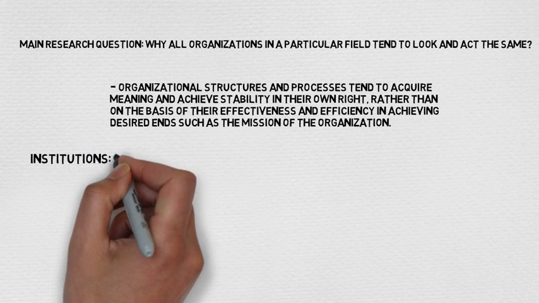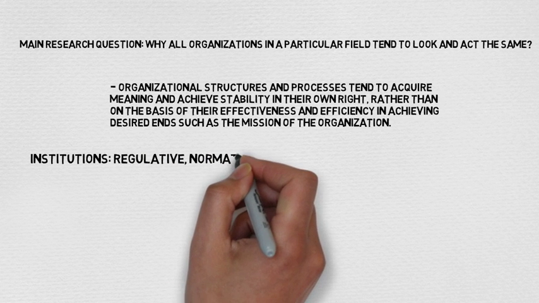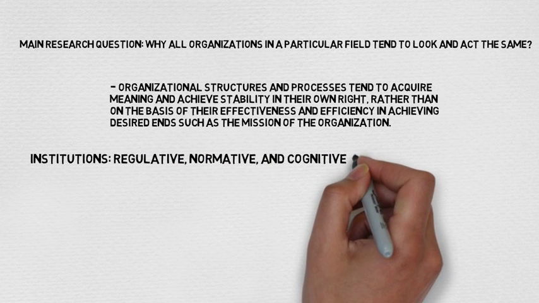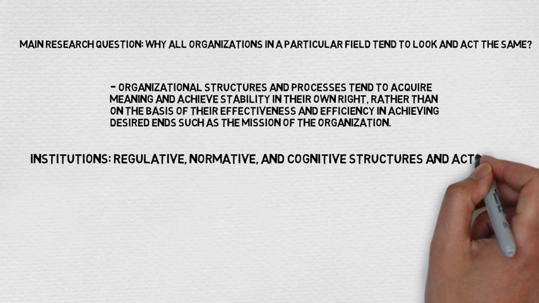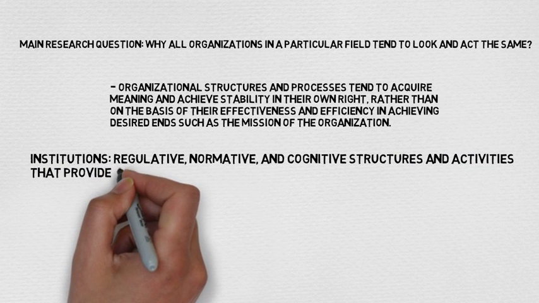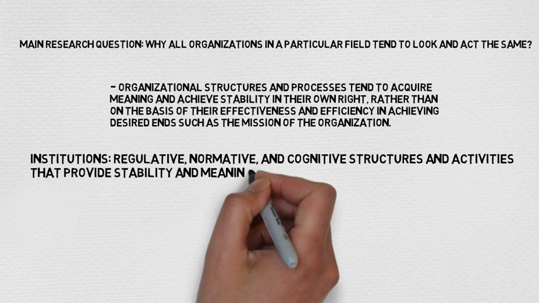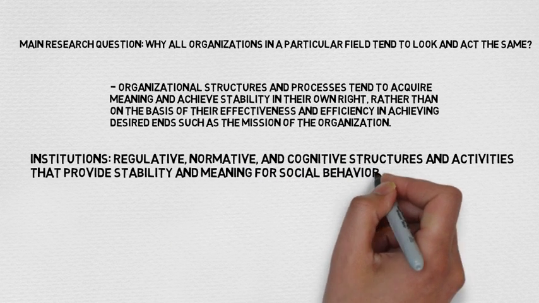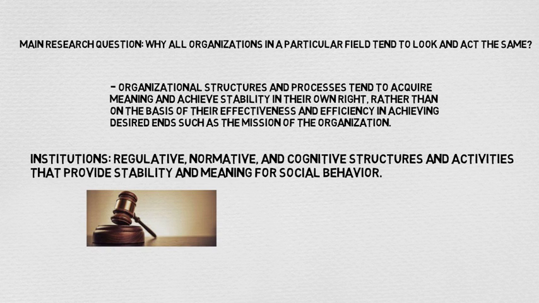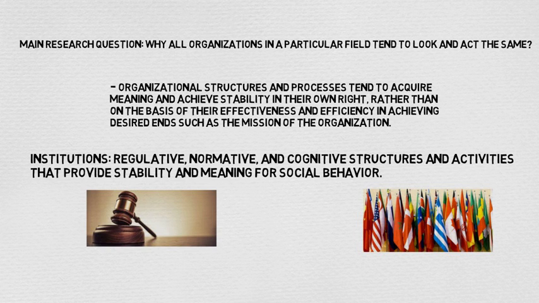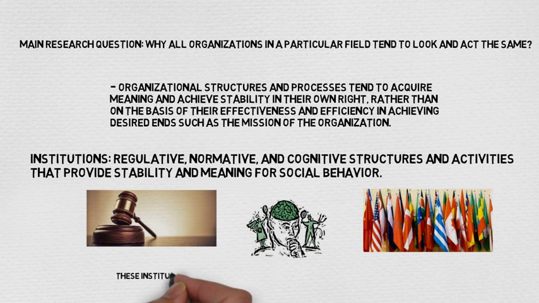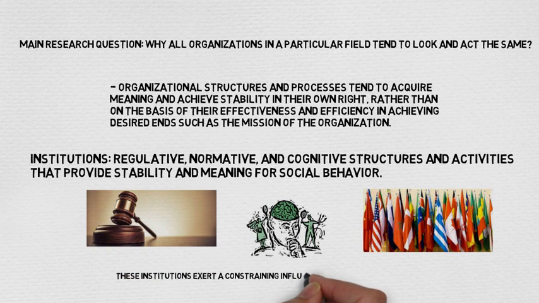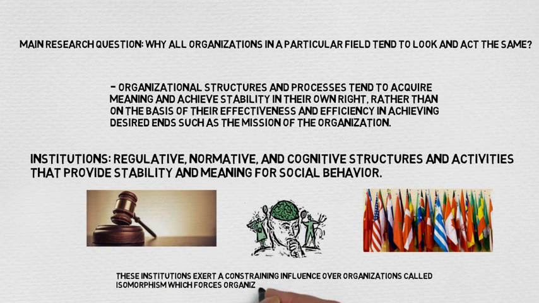One key insight is that institutions are a critical component to the environment. Institutions are defined as regulative, normative, and cognitive structures and activities that provide stability and meaning for social behavior. This can include anything from laws, regulations, customs, culture, and ethics. These institutions exert a constraining influence over organizations called isomorphism, which forces organizations to resemble each other.